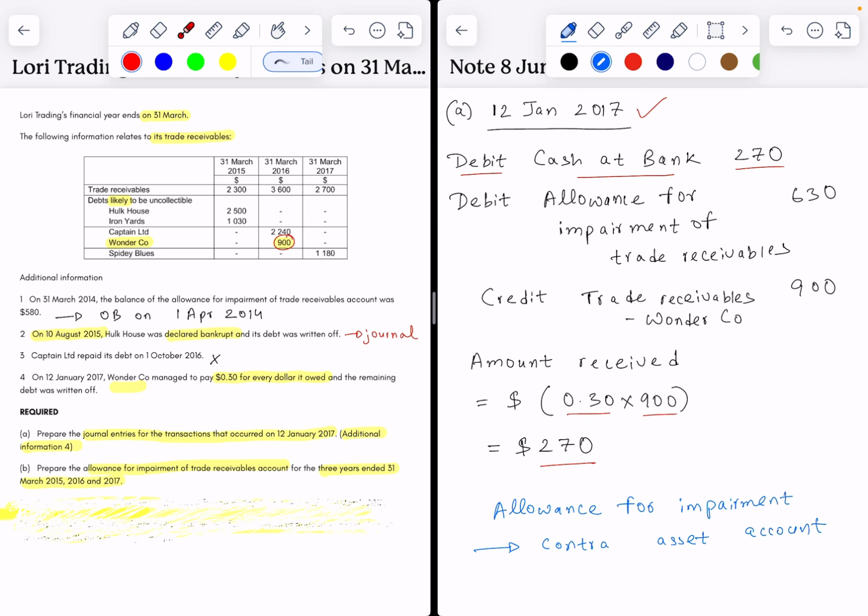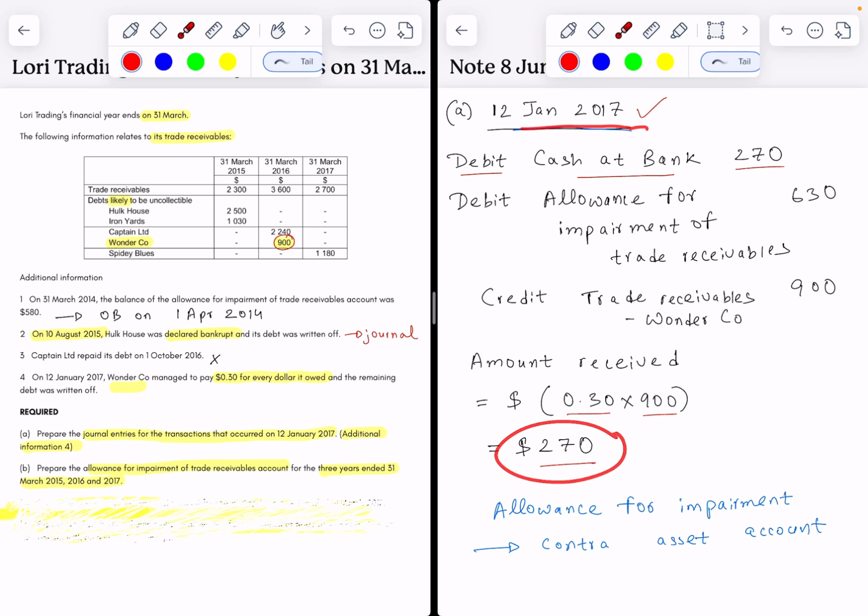So based on the table which we were given, Wonder Corporation owed us $900 at 31st of March 2016. And we already knew at this point in time that this could be potentially not collectible, right? So now based on this additional information number 4, we understand that we are going to collect 30% of this amount. Okay, so we are going to be collecting 30% of 900, which is basically $270. So let's look into the workings on the right hand side. So on the 12th of Jan 2017, we understand we will receive $270, and this $270 which we will receive will increase the balance of our bank account.